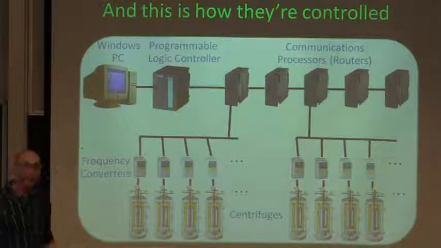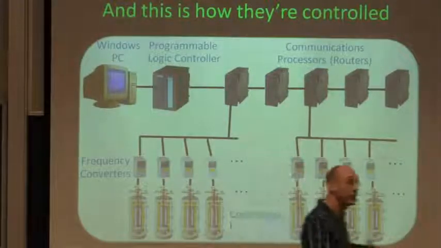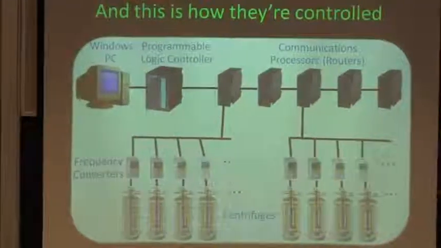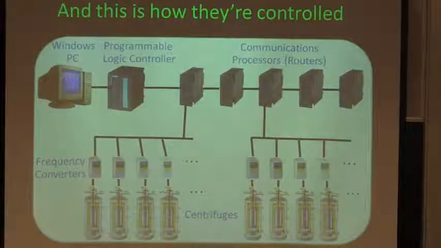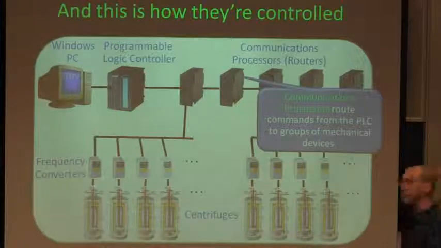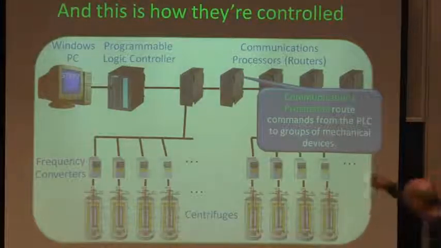Now, that PLC can't connect directly to a centrifuge. In fact, we can connect many centrifuges to that PLC, and that's exactly what happens in Iran. Basically, these devices here are routers, okay, network routers. And what these do, they're called communications processors, is they forward the traffic from the PLC down to the centrifuge.